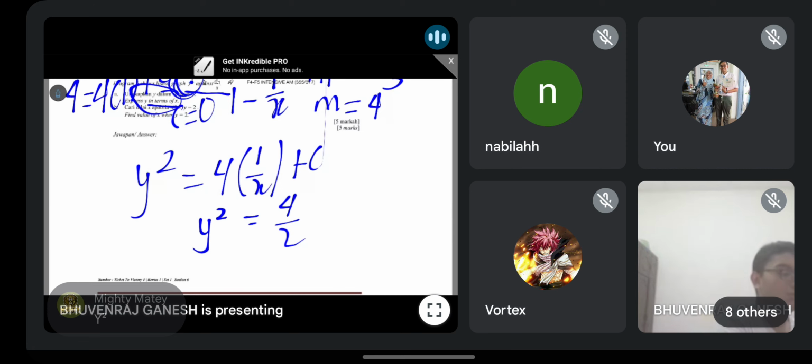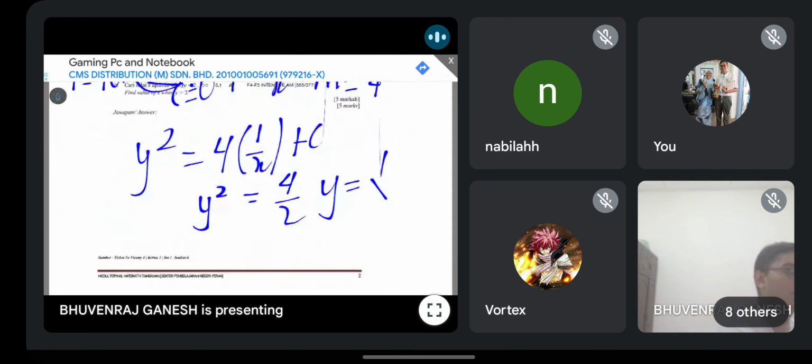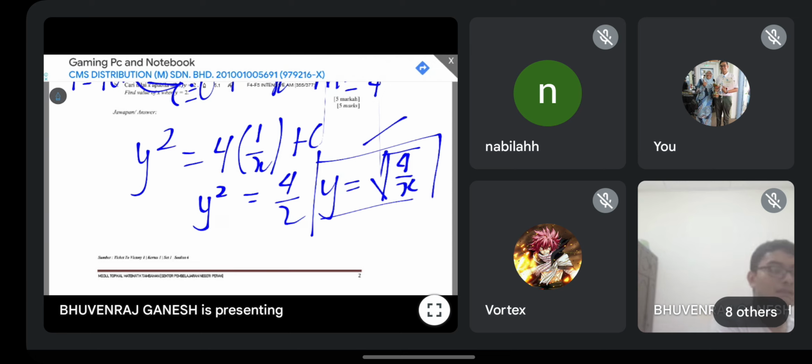Yes, y square. So you must shift the y. Okay, because express y in terms of x means that you can only have the y on the left hand side of the equation. Okay, so basically you can leave your answer like this. Or guys, let's say I don't want to leave my answer like this. What can I do some more? Kalau saya tetapkan, saya tak mau tinggalkan jawapan macam ni.